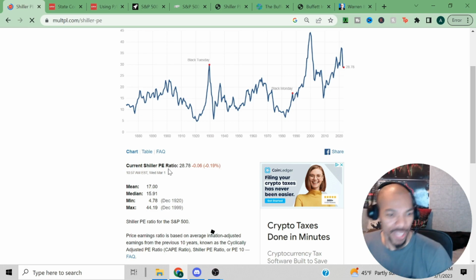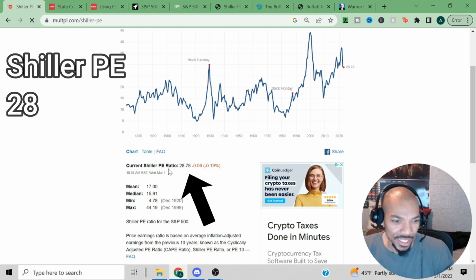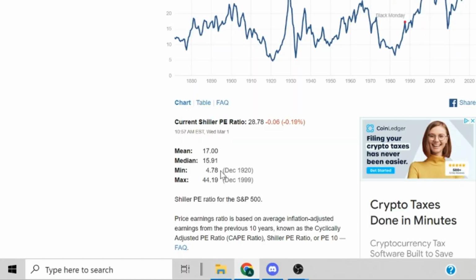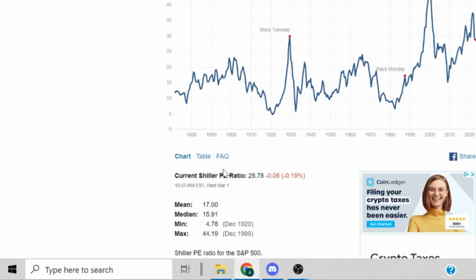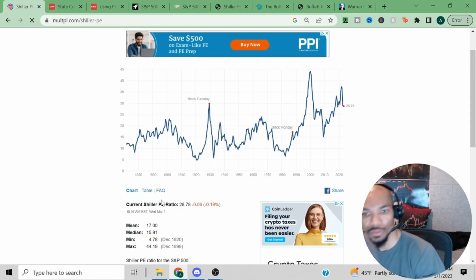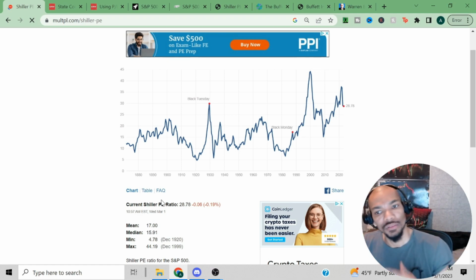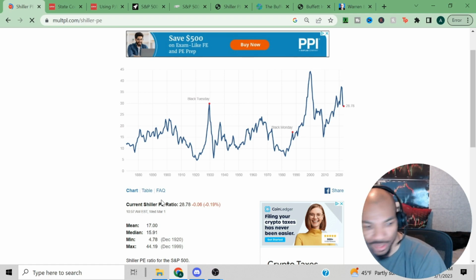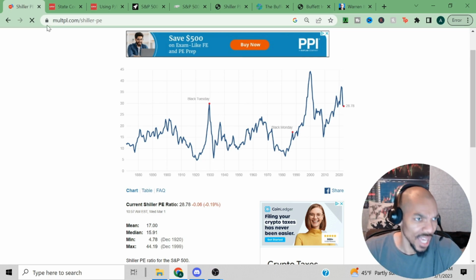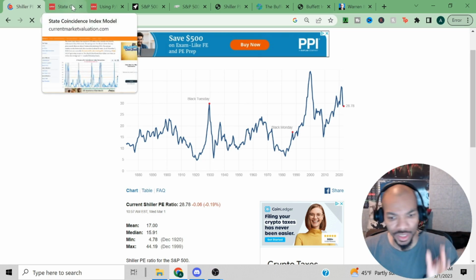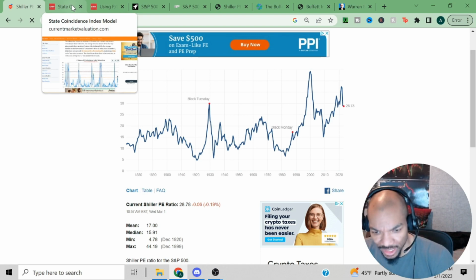Currently, we're at 28, the mean is 17, and the median is 15.91. I'm just showing you where most people would make the argument that the market is overvalued, and that's probably where they're getting their numbers from. But when you look at this market nowadays, it's good.